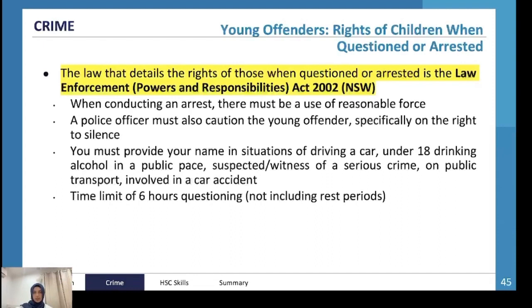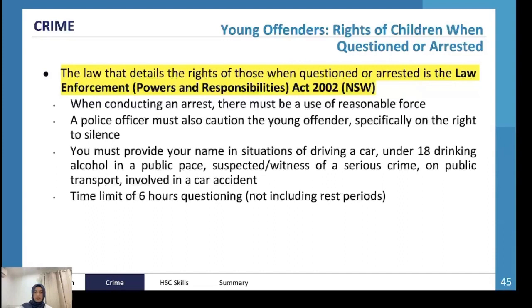In terms of the rights of children when questioned or arrested, the law that details those rights is the Law Enforcement Powers and Responsibilities Act, also known as LEPRA for short. When conducting an arrest, there must be a use of reasonable force. It cannot exceed that. There is no very clear idea of what reasonable is. It's going to be determined case by case, so that is a really loose term.